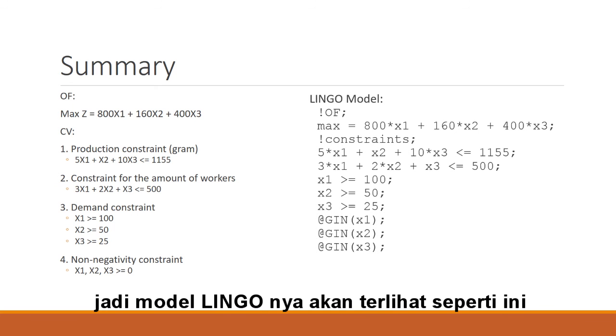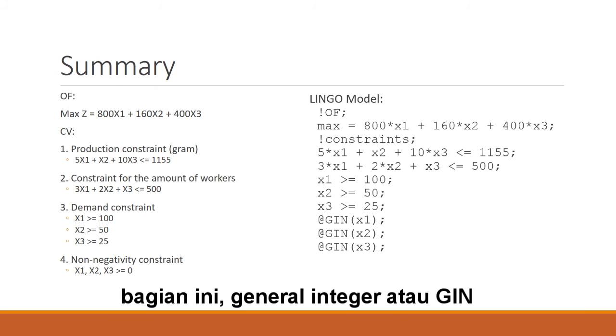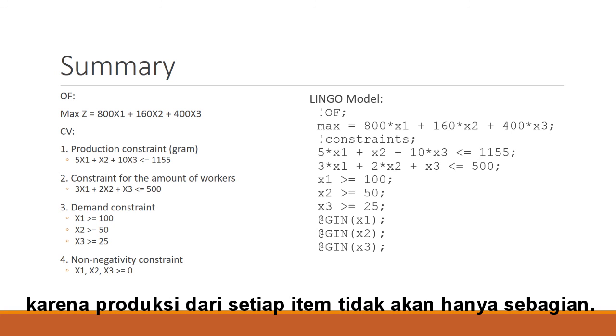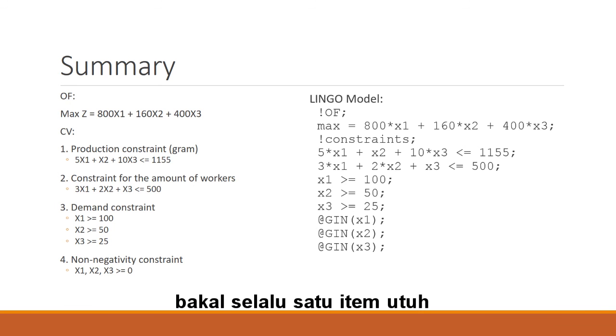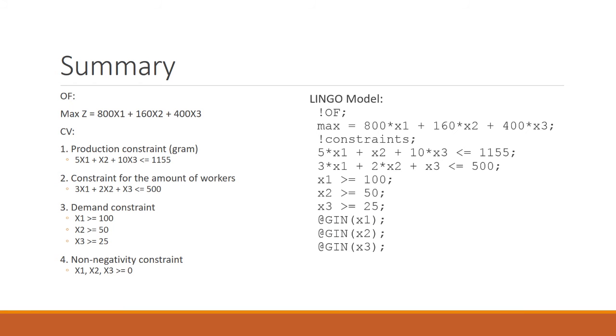So this is what the Lingo model should look like. It's basically the exact same thing, but adjusted to the Lingo language. This part, general integer, or as you can see GIN, and the variables, basically means the result cannot be in decimals, because the production of each item can never be just part of it. It will be a whole item. So that's why we added general integer.